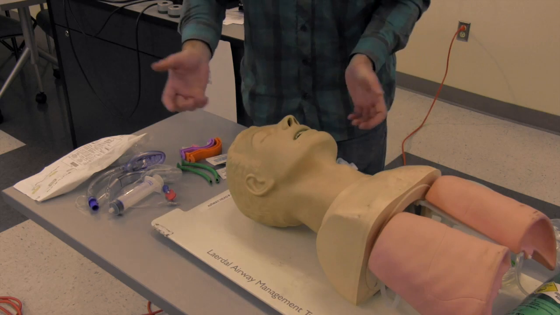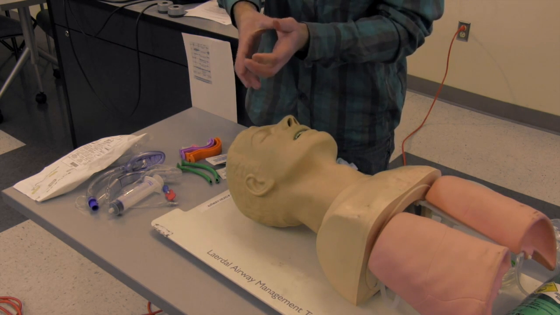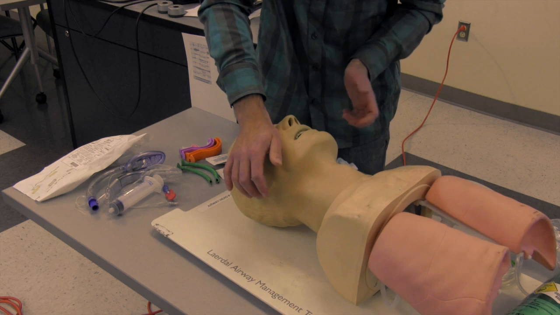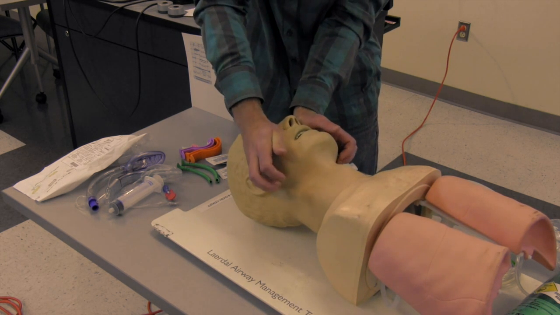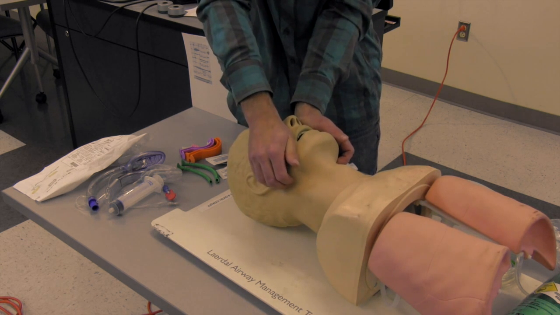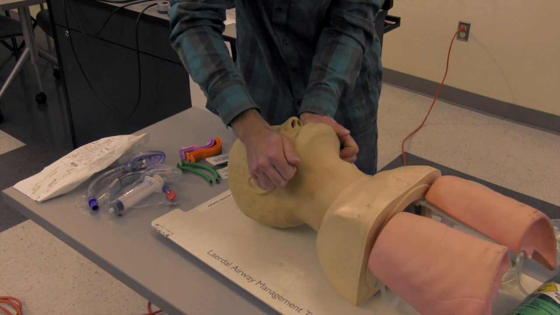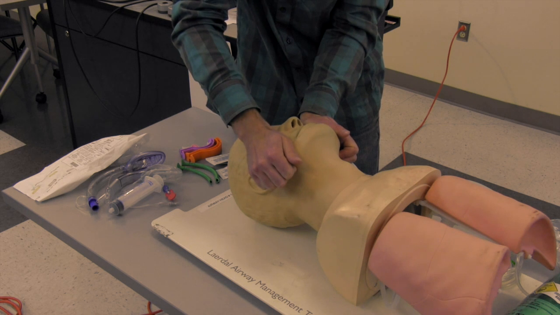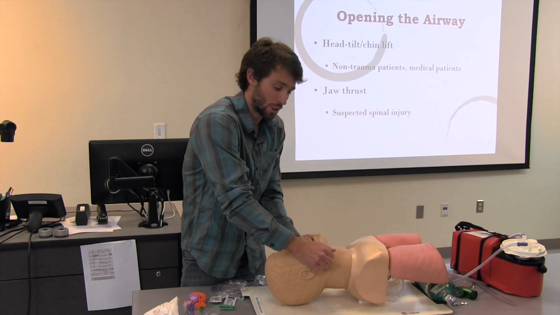The way that I prefer to do this method is to use the meaty parts of my thumbs just on the patient's cheekbone and grab the mandible along the curvature. I'm grabbing it with as many fingers as I can, just in front of the ears, and I'm forcing the jaw up. That motion of moving the jaw up towards the ceiling is lifting the tongue off the back of their airway and allowing for air exchange to occur.